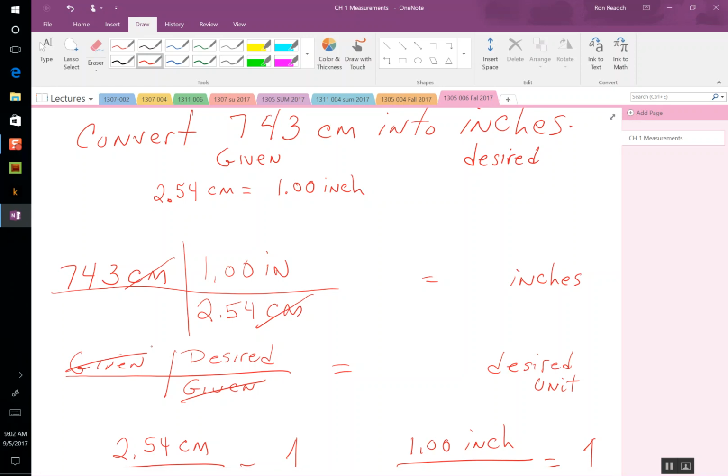But my given unit is to 3 significant figures. So 292.5 is going to become 293 inches. I take what my calculator is giving me, and now I round it to 3 significant figures because my number given was 3 significant figures.